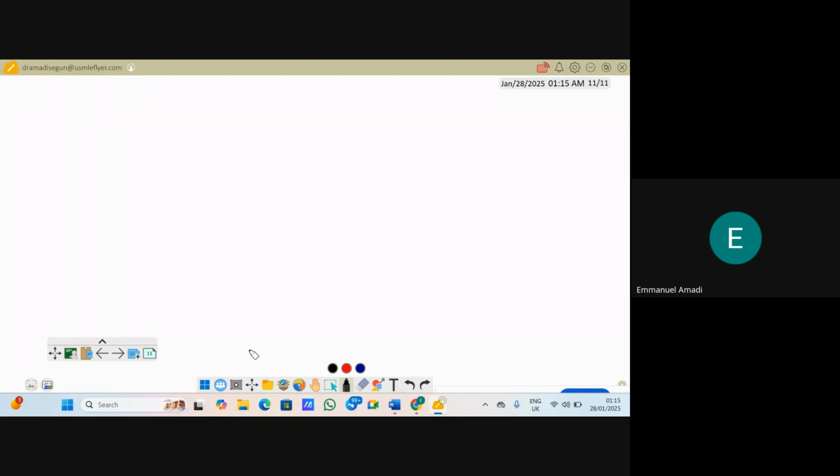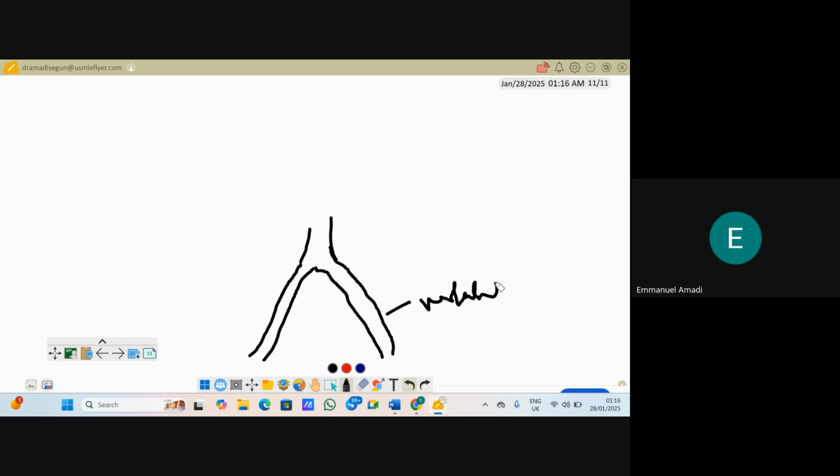Now, there are two arteries which are the vertebral arteries. These vertebral arteries run like this. They come from the subclavian, and the two of them will join together to give you the basilar artery. So this one now is, let's say, the right vertebral. This is the left vertebral. The left and the right vertebral join to give you the basilar artery. So this one here now is the basilar artery.